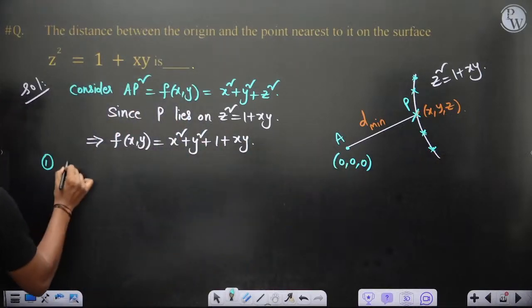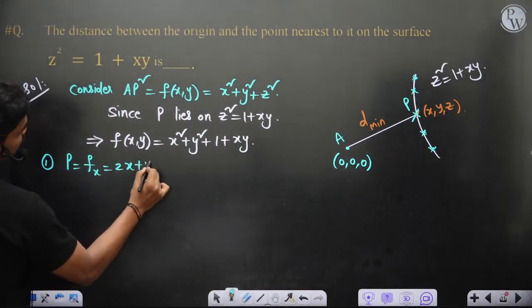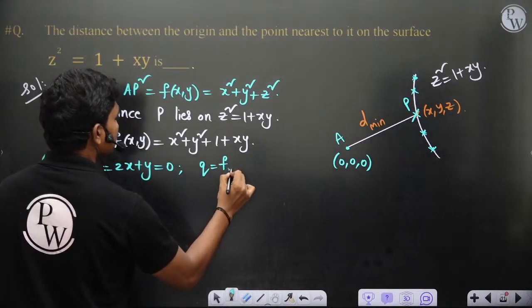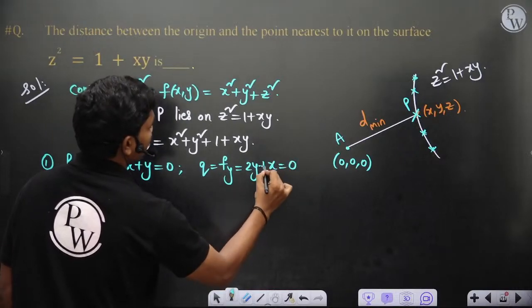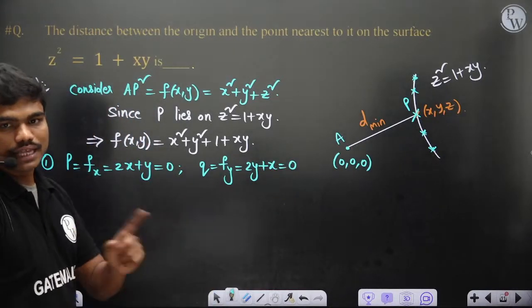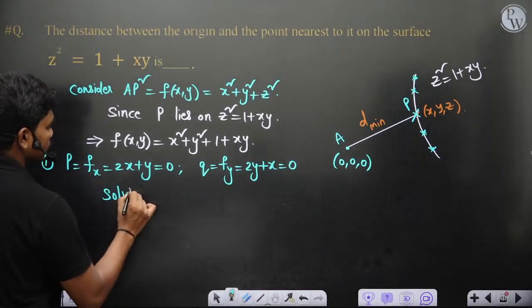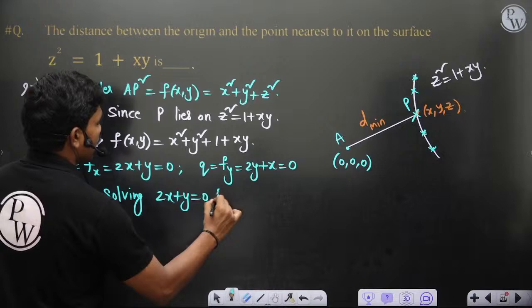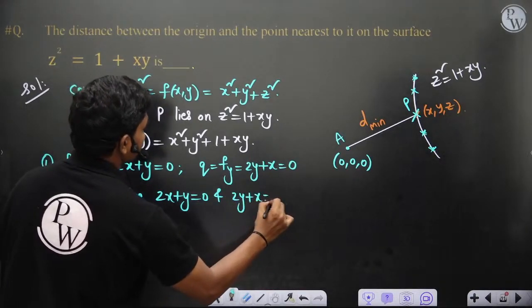First step, P is equal to fx, which is 2x plus y is equal to 0, and Q is equal to fy, which is 2y plus x is also 0. And obviously these are two lines passing through origin, they have only one intersection, which is origin. Okay, so solving 2x plus y is equal to 0 and 2y plus x is equal to 0 actually.